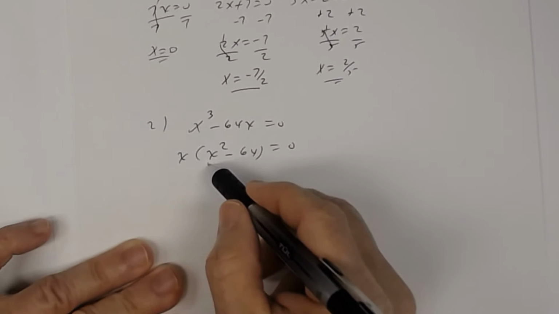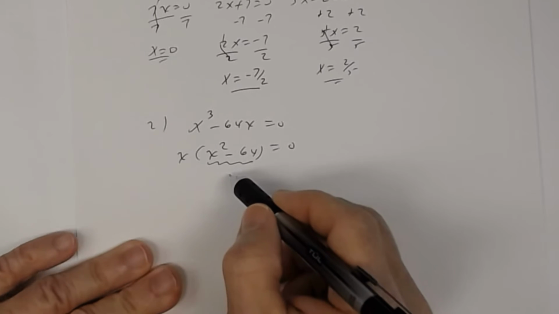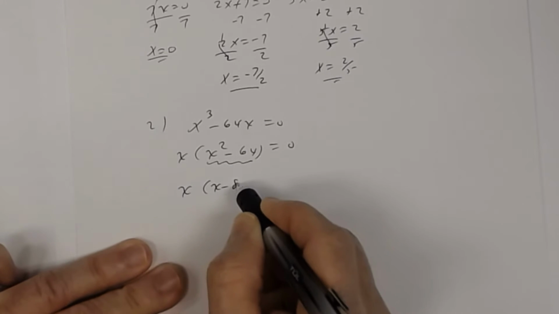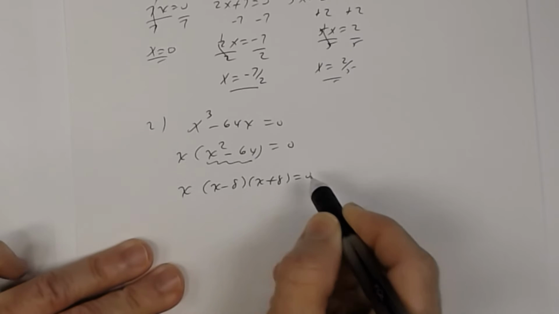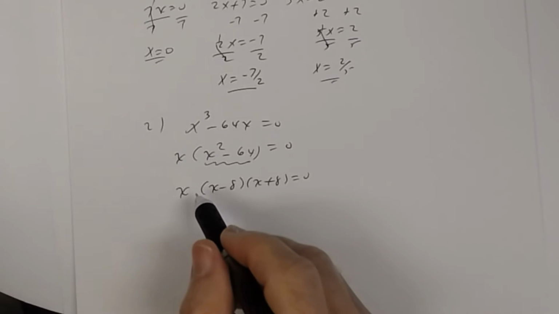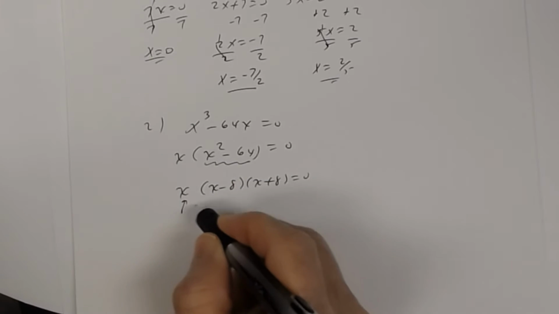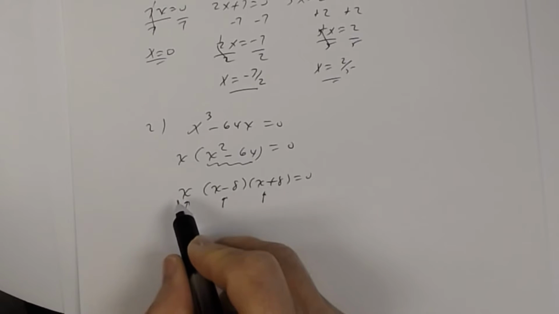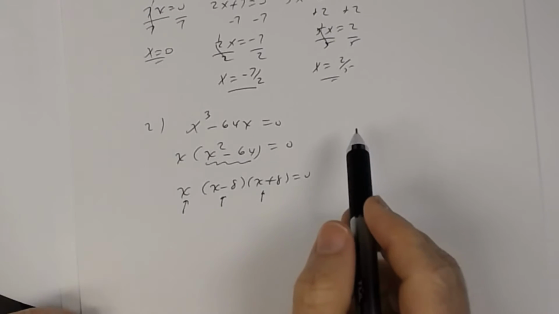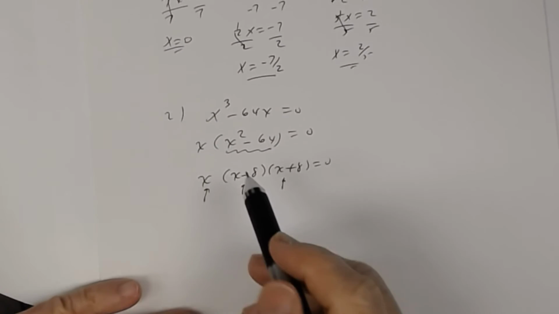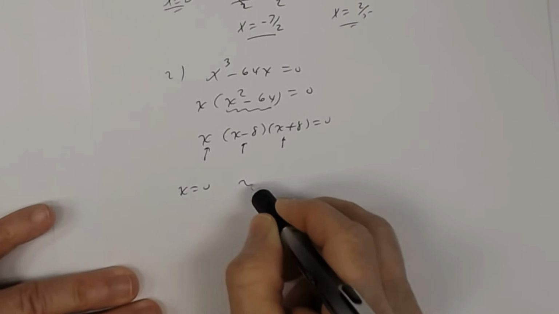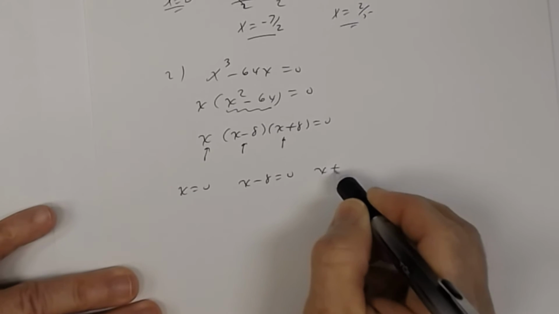What I want you to notice, though, is that I can factor this further because that's the difference of 2 squares. So you must do that. You must factor further. So I get x times x minus 8 times x plus 8 equals 0. Because remember, the direction said solve by factoring, so you need to factor completely. So now notice I have 3 factors, and those 3 factors contain variable expressions. So one of those has to be 0. So you're going to use the zero factor property, and you're going to set each of those equal to 0. So I get x equals 0, x minus 8 equals 0, x plus 8 equals 0.